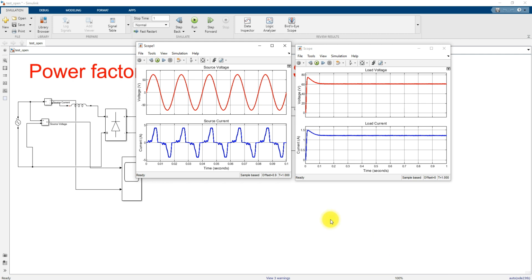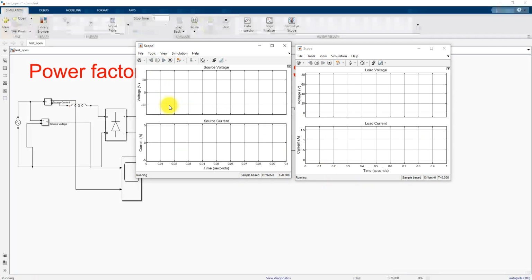Here we are using the diode bridge rectifier with the load, right? So that is going to act as a nonlinear load. So what will happen? The source current is going to be non-sinusoidal because of that nonlinear load. That means it will draw more reactive power from the source. Because of that the source current is going to be non-sinusoidal. Okay, so I'm going to simulate this model in open loop, so you will see the result.